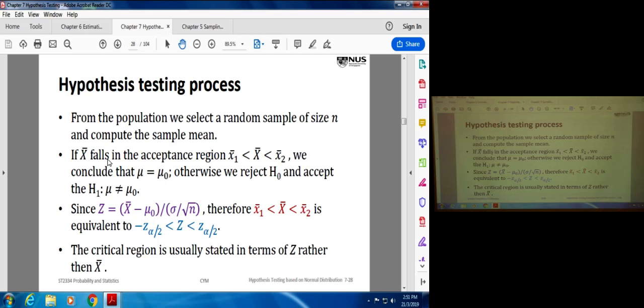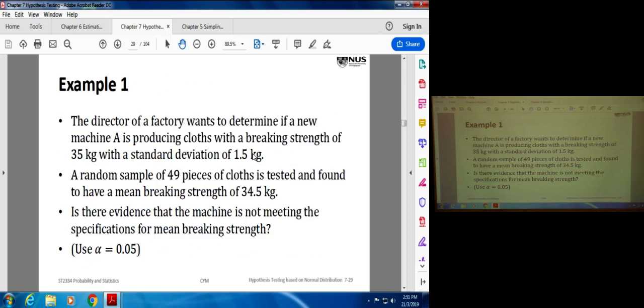But that's equivalent to saying that this test statistic capital Z lies between minus Z alpha over 2 and Z alpha over 2. So we rather work with the statistic directly than with this summary of the data. That's precisely what we do. So let's have a look at an example.